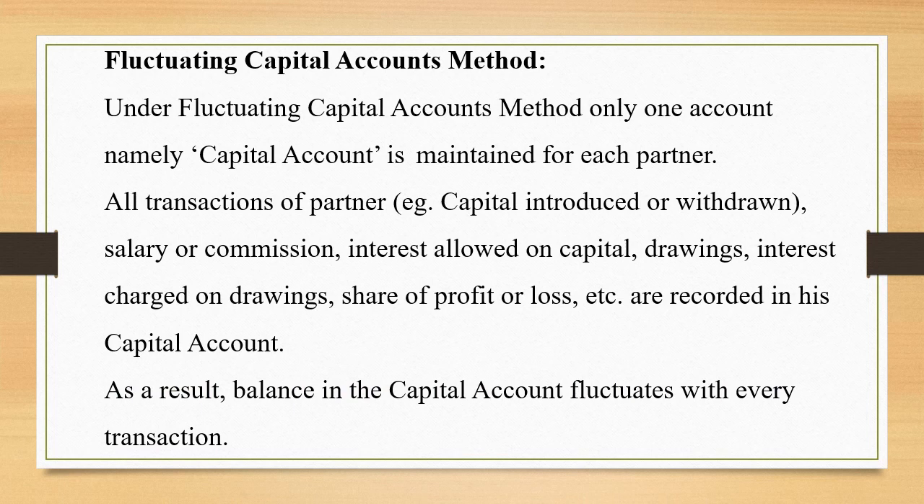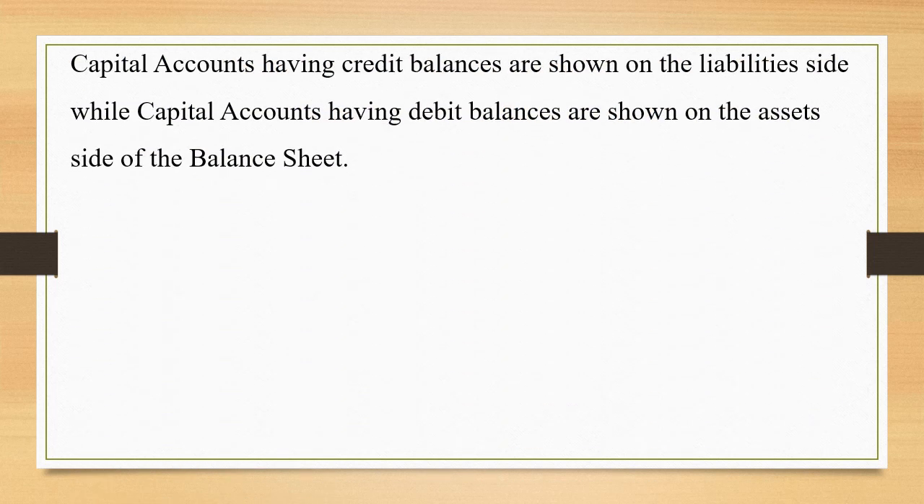And as a result, balance in the capital account fluctuates with every transaction. Capital accounts having credit balances are shown on the liability side, while capital accounts having debit balances are shown on the asset side of the balance sheet. This is very much similar to current account. Current account debit balance in balance sheet on the asset side, and current account credit balance in balance sheet on liability side.